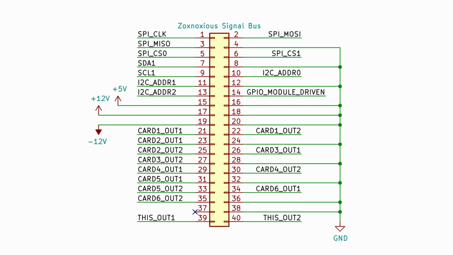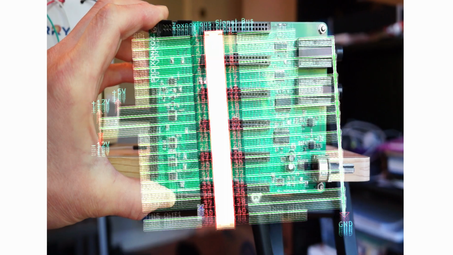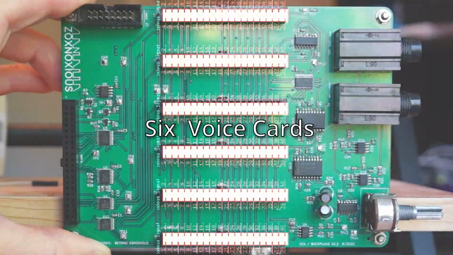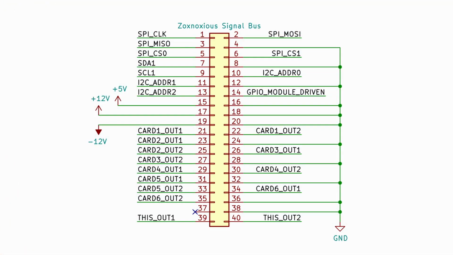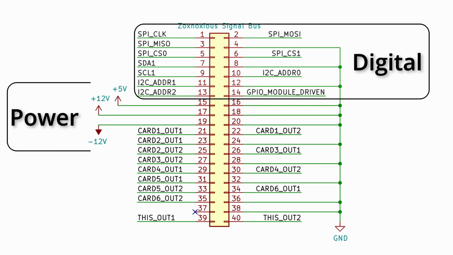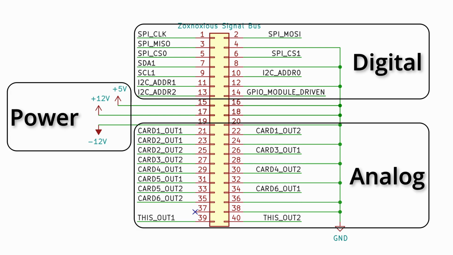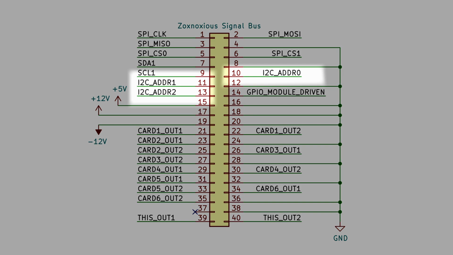These signals get delivered via this backplane to every voice card. The bus is divided into three sections: digital, power, and analog. I'm going to start the digital section with the slot address lines, shown as I2C address on the schematic. We've got three address lines to identify the voice card slot. These are hardwired by the backplane.